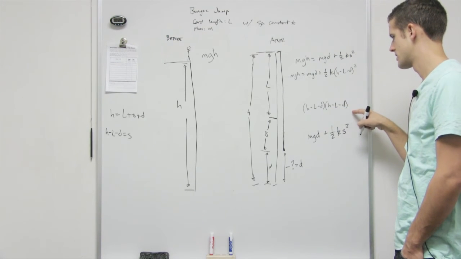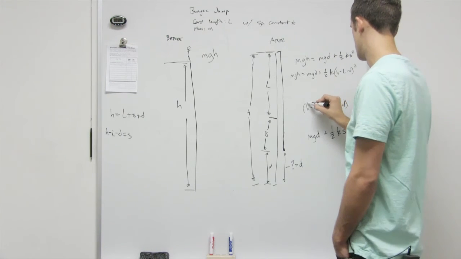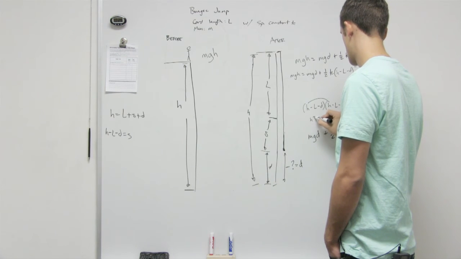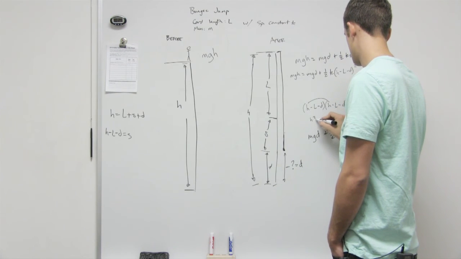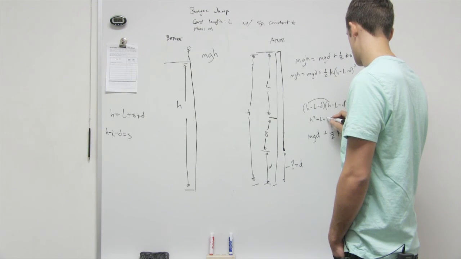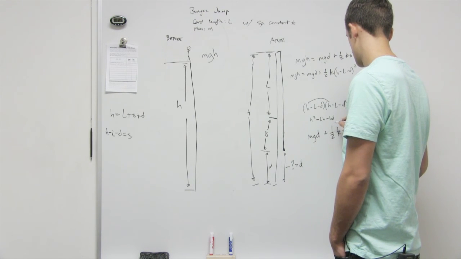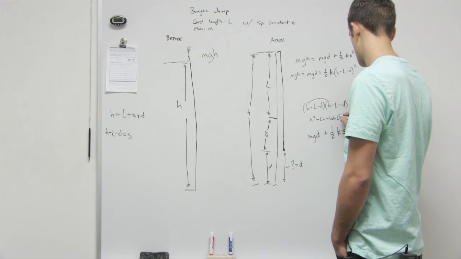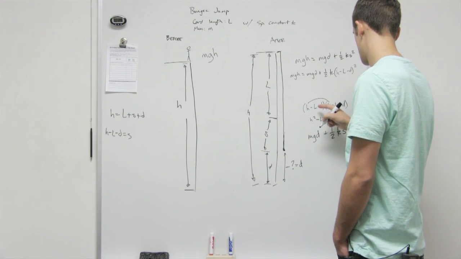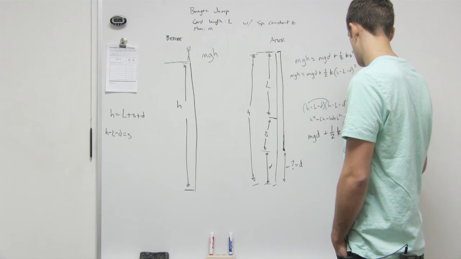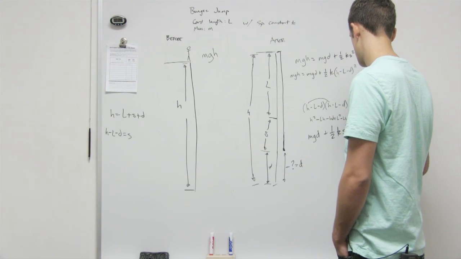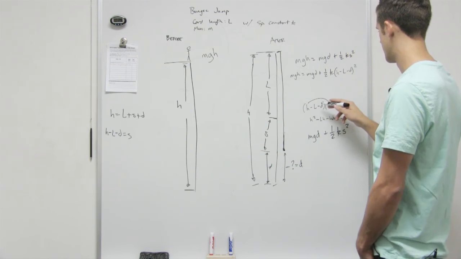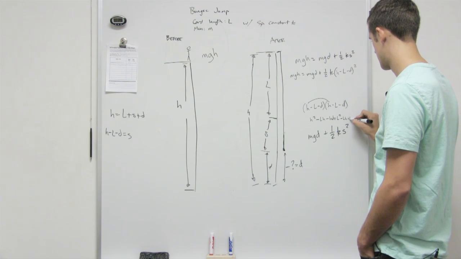No, because it's this, right? So you have to do h times h is h squared, h times negative L is negative LH. You have to foil it. So you have that, the negative L, so this is plus L squared. Negative L times h is negative LH. Negative L times negative d is plus Ld.